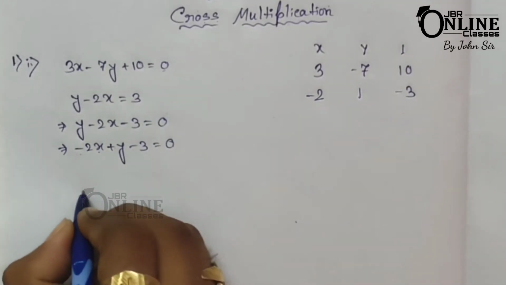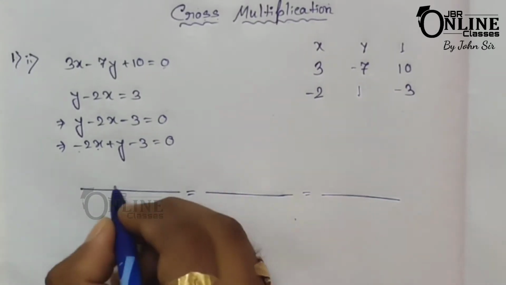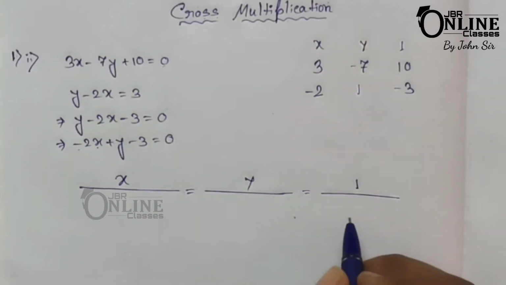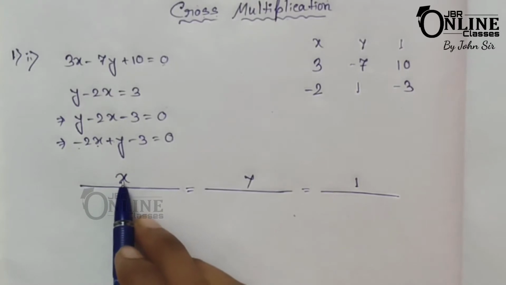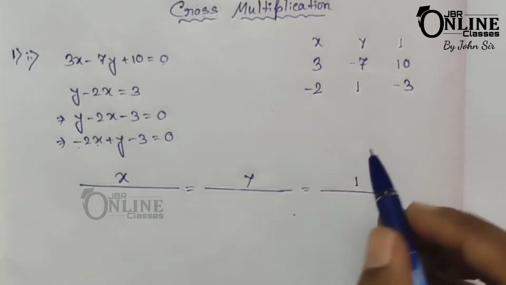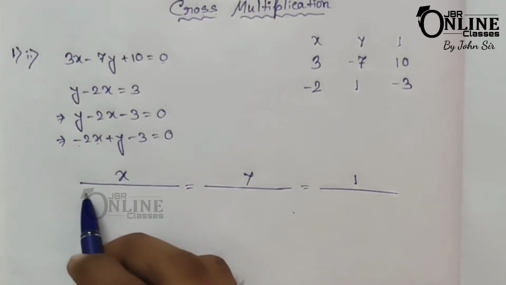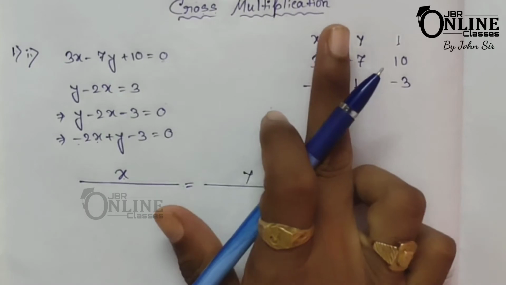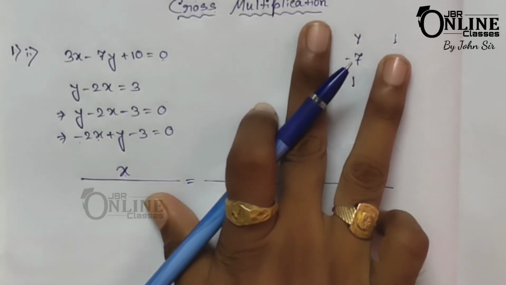Okay, now draw 3 lines and put equal to in between them. This is for x, this is for y, and this is the last one, so write down here 1. In each and every sum you should draw this line and write down x, y, and 1. Now first you have to find the value of x. So in the denominator of x, first cover the column of x, then here the column of y and the column of 1.